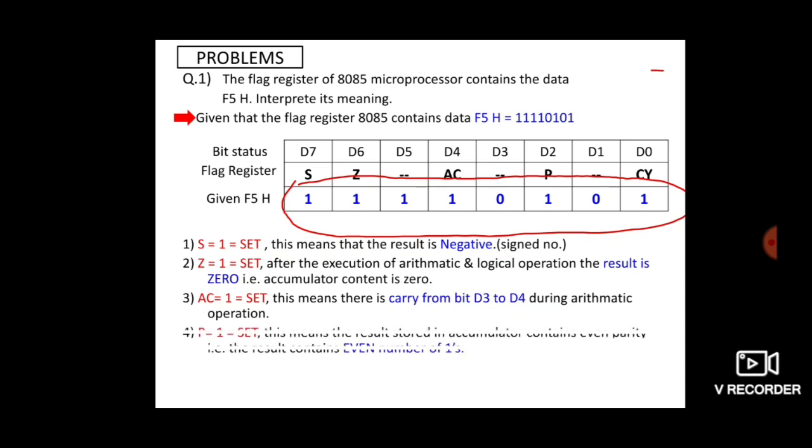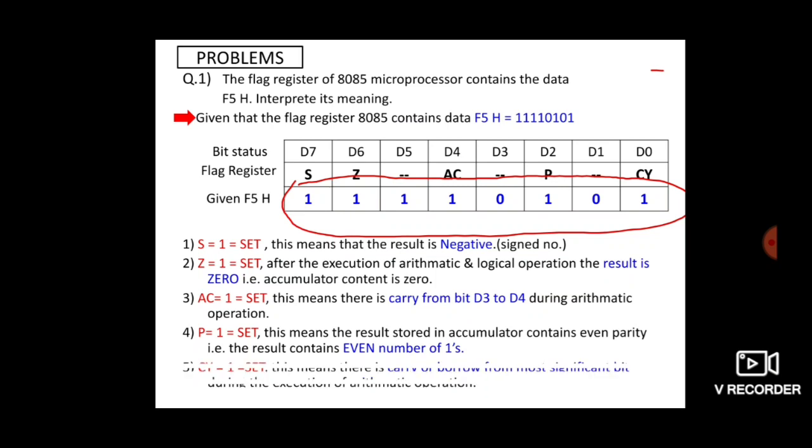Now next is the parity flag. The parity flag is also set, which means P equals 1. It means the result stored in the accumulator contains even parity. Even parity means an even number of ones stored in the accumulator. So the parity flag is set. Parity means the number of ones present in the accumulator, and in the given accumulator there is an even number of ones. So the parity flag is set.